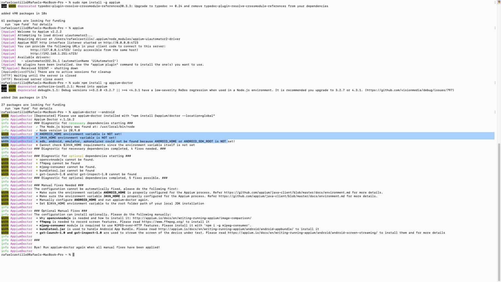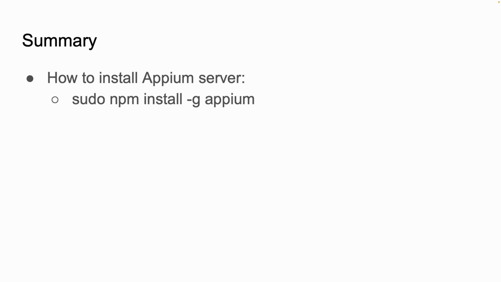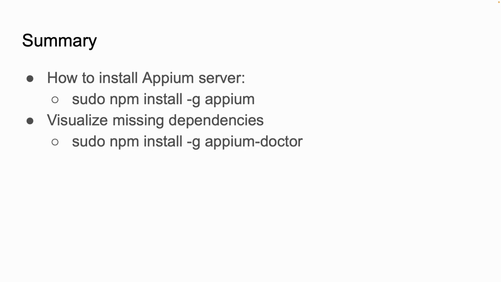Right, so that's it for today. A quick summary of what we have seen so far. We discussed how to set up Appium server. For that, we run our command sudo npm install -g for global Appium, and then we also learned how to visualize missing dependencies with Appium Doctor. And for that, you can run sudo npm install -g for global Appium-Doctor. And now if you want to visualize dependencies for a particular platform, you can use appium-doctor --android or --ios.